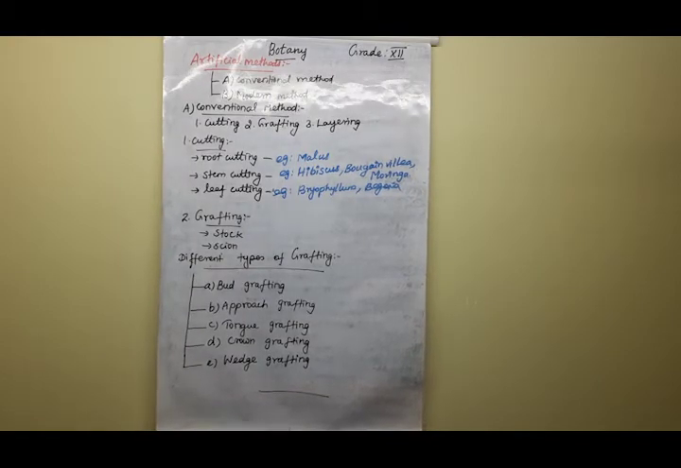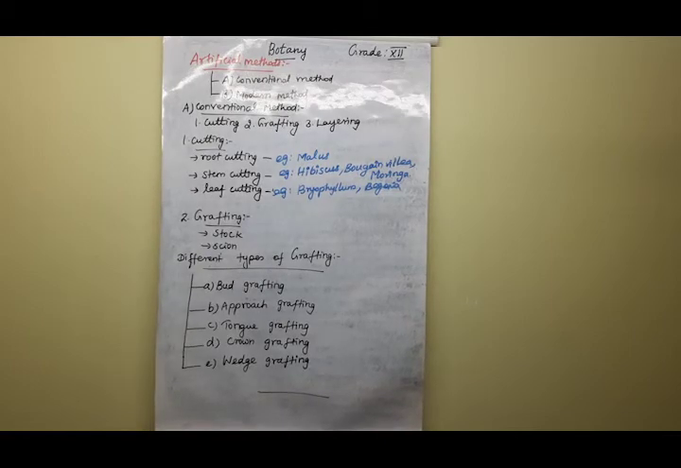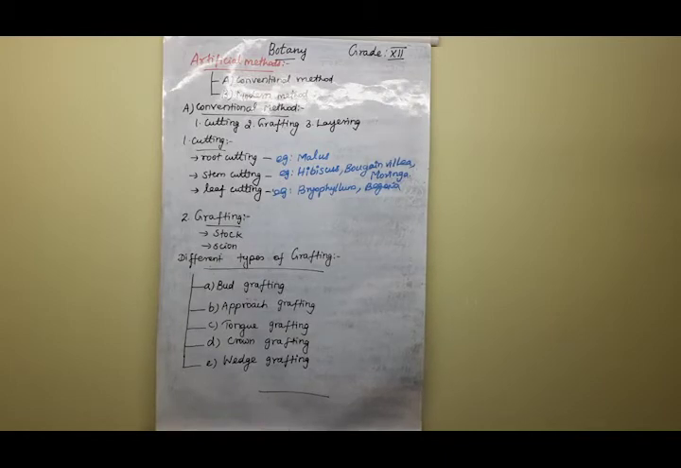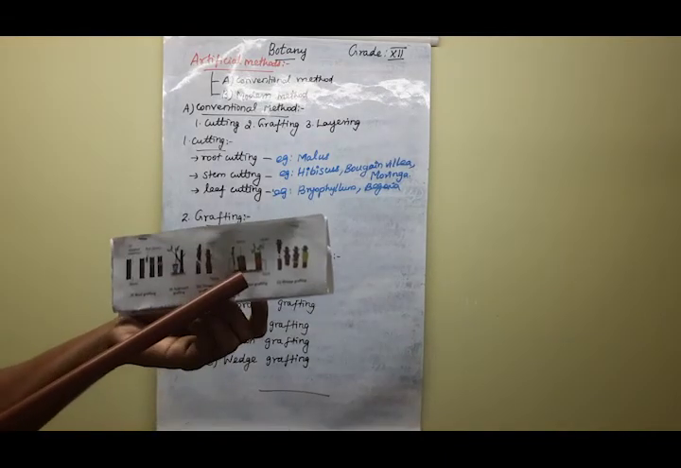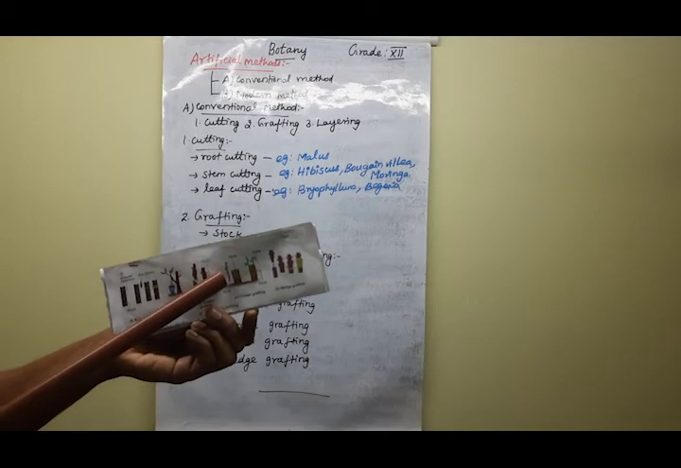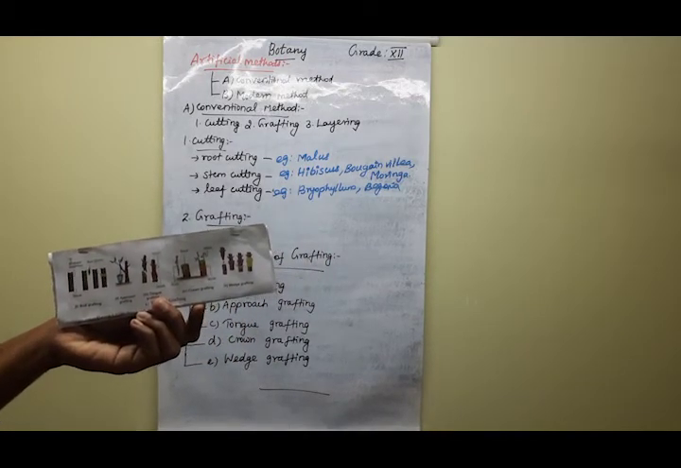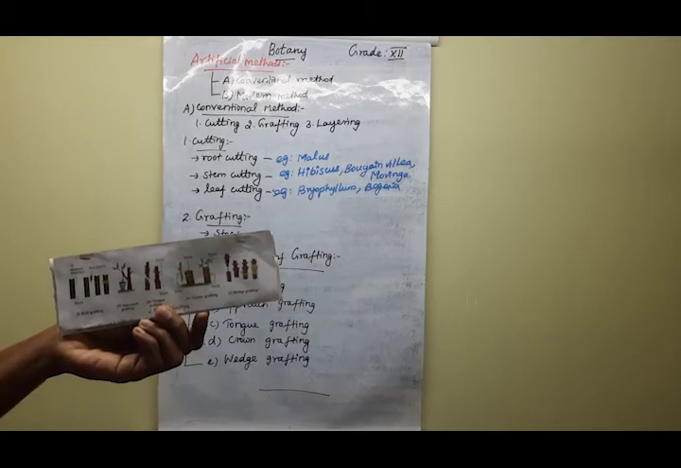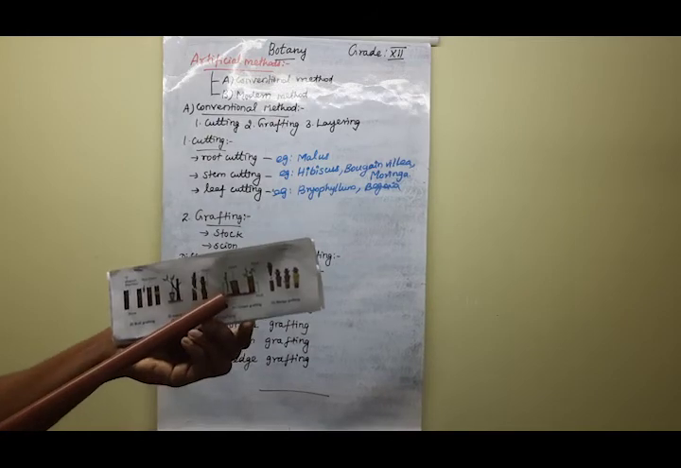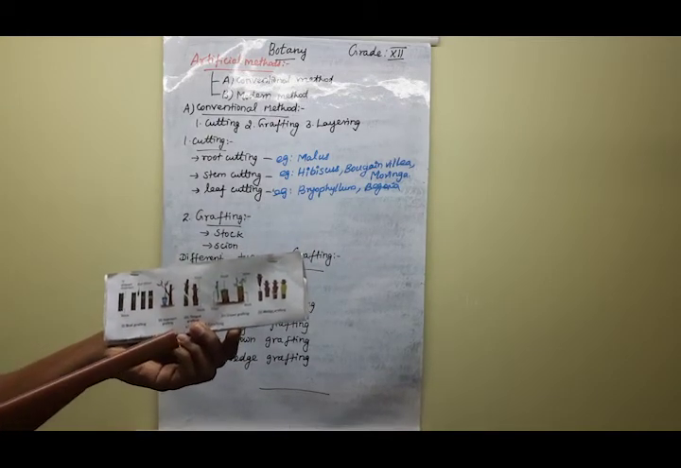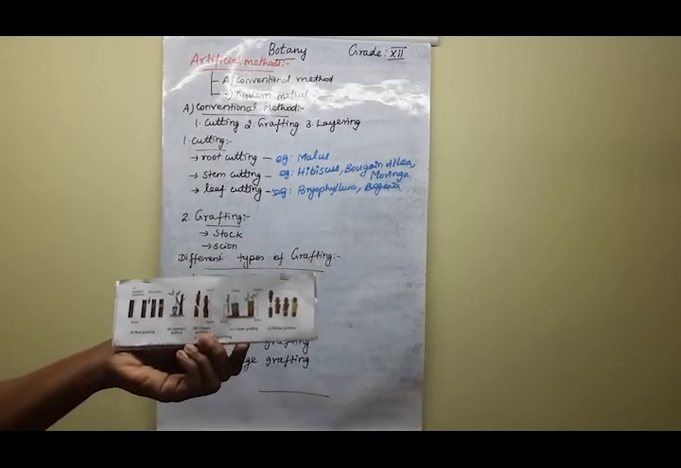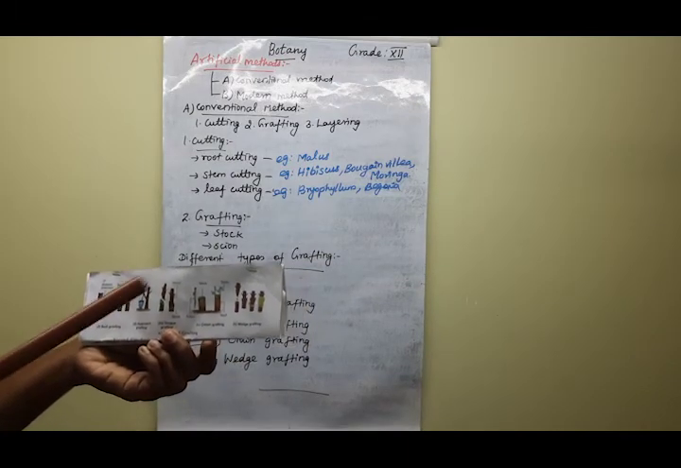Crown grafting or cleft grafting. If the stalk is very low and of a larger size, then for the scion, we select it and cut it in a wedge shape. This wedge-shaped cut is inserted into the large stalk region.